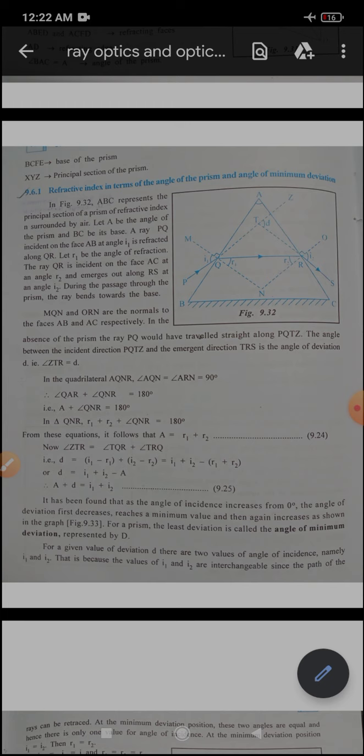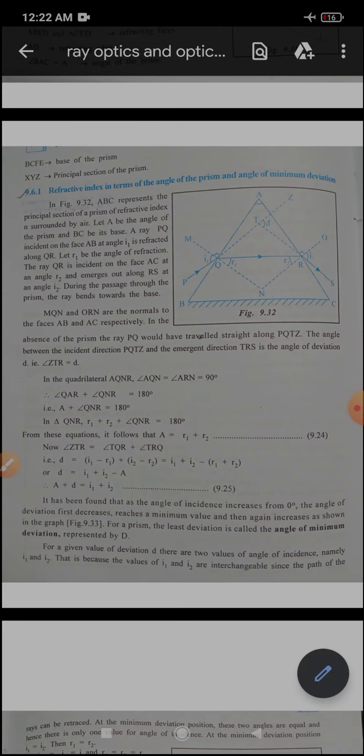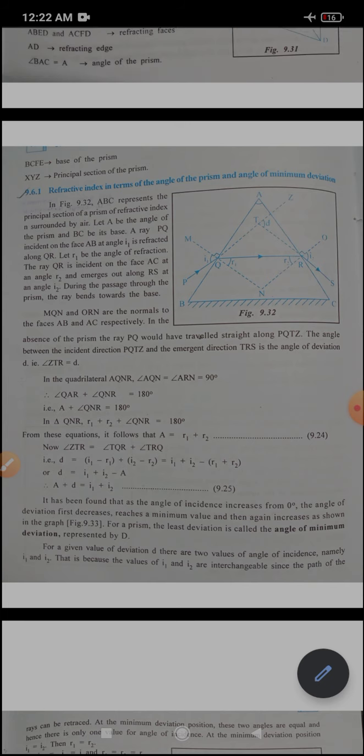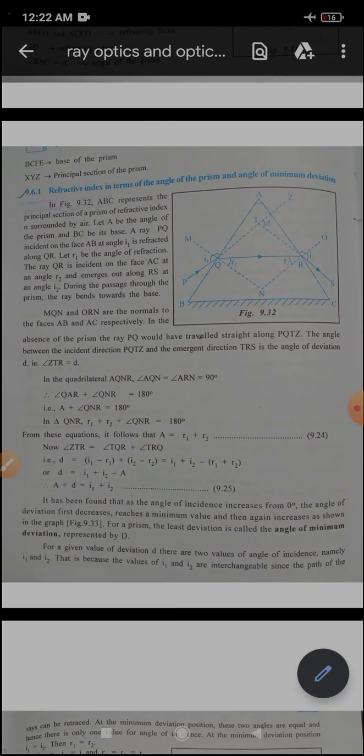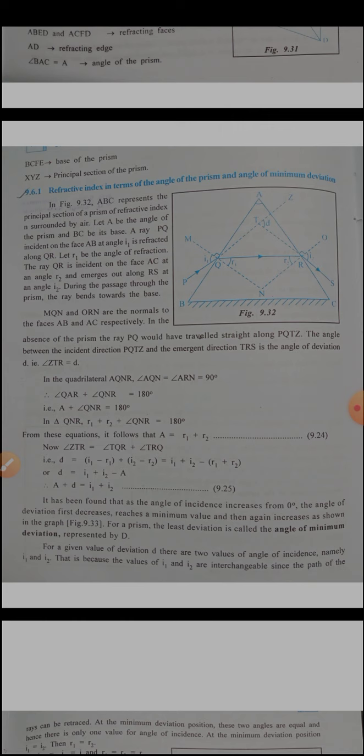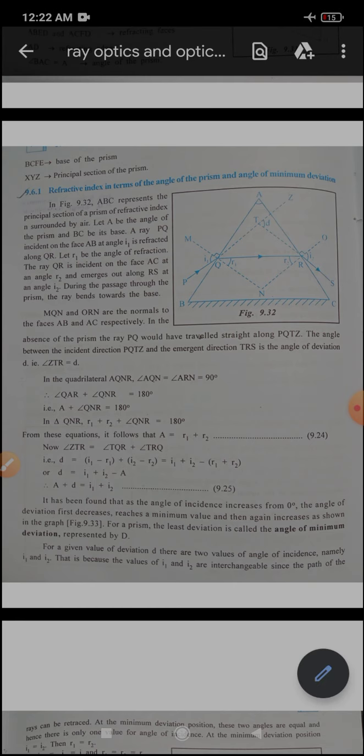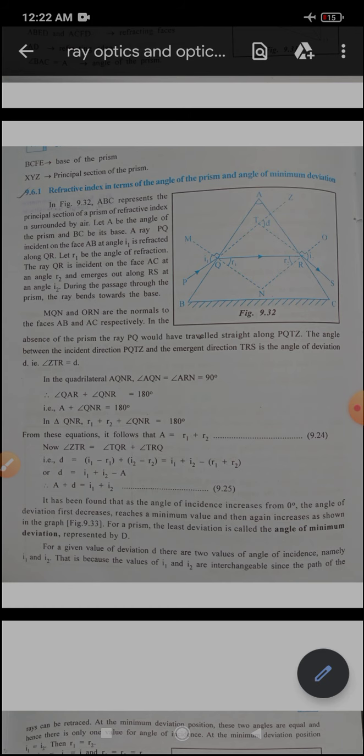A ray PQ is incident on the prism, making the incident angle I1, and refraction takes place at point Q. After refracting, it makes the refracting angle R1, and after this it undergoes another refraction at point R with incident angle R2, and after refraction it makes the angle I2.